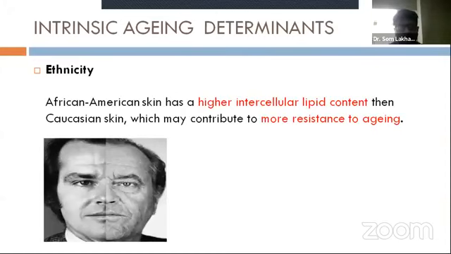So what are the factors behind intrinsic aging? It has been found that ethnicity is one of the important factors which determines aging. African Americans have an increased level of lipid in their body, because of which they have increased resistance to skin aging. So they tend to age at a later date.